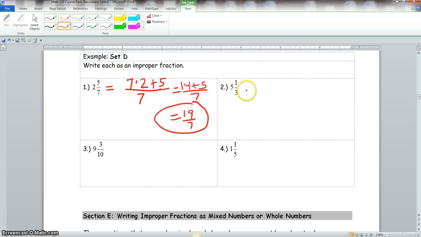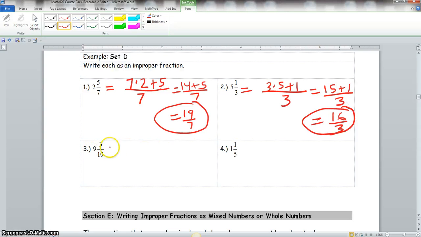Now we come to number 2. Same thing, our denominator would stay 3. Our numerator would be 3 times 5 plus 1. 3 times 5 is 15 plus 1 all over 3. 15 plus 1 we know is 16, and that's divided by 3.